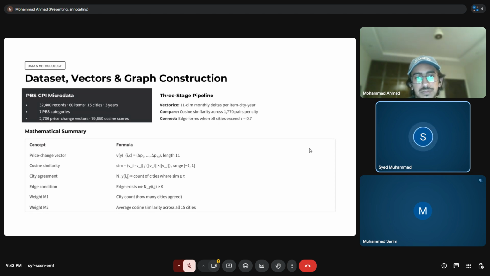First, we vectorized our data. We mapped the data into 11 dimensional vectors and represented the month-to-month price changes for each item in a city and year. Then we calculated the cosine similarity across 1770 unique item pairs within each city to see how closely their price fluctuations matched each other. And finally, we formed our graph. In our graph, an edge is created between two items only when 8 or more cities show a cosine similarity exceeding our threshold of 0.7.